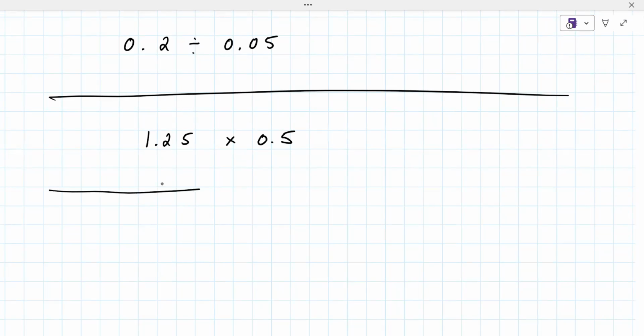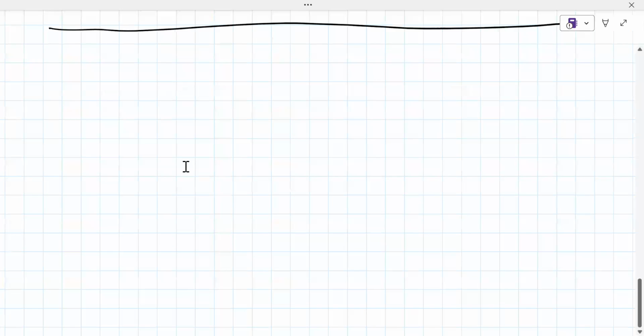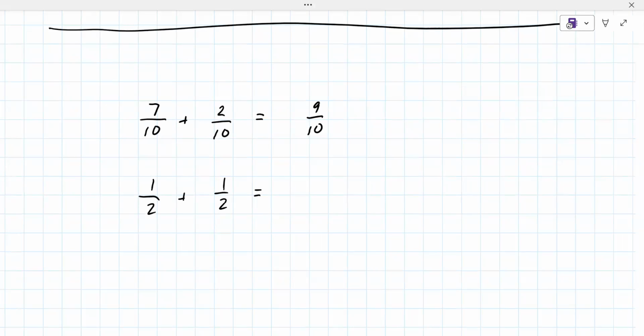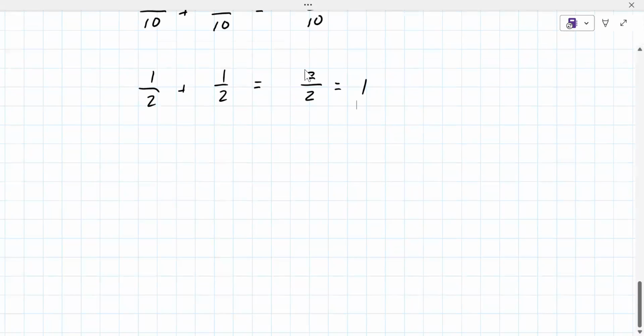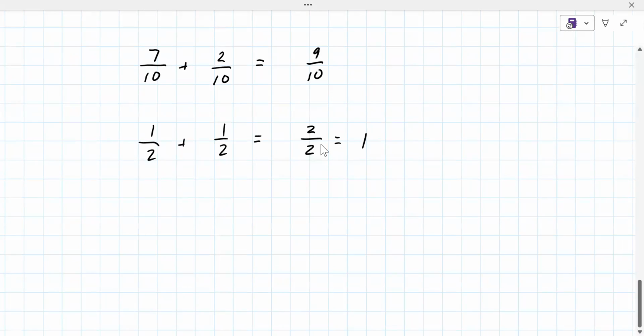Okay, let's take a look at that. Let's talk about how to add fractions. Let's say I ask you to add 7/10 plus 2/10. What does that become? 9/10. Very good. How about 1/2 plus 1/2? It becomes 2/2, but you can make it equal 1. That's right. Why is that 1? Because the denominator and the top number are the same. Anything that's the same as the denominator equals 1. That's very good.